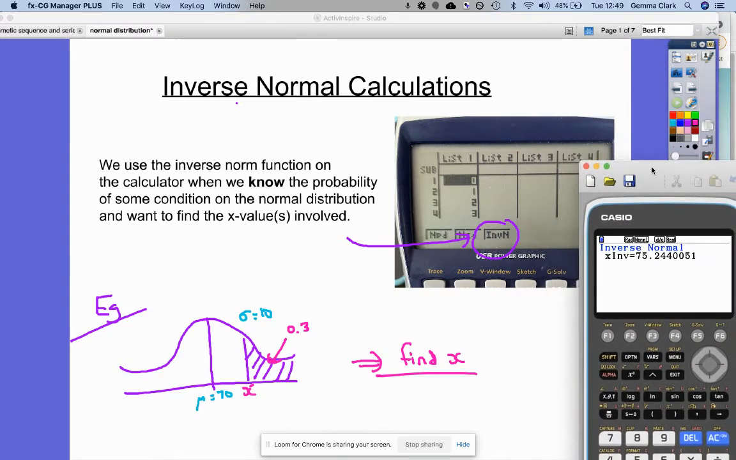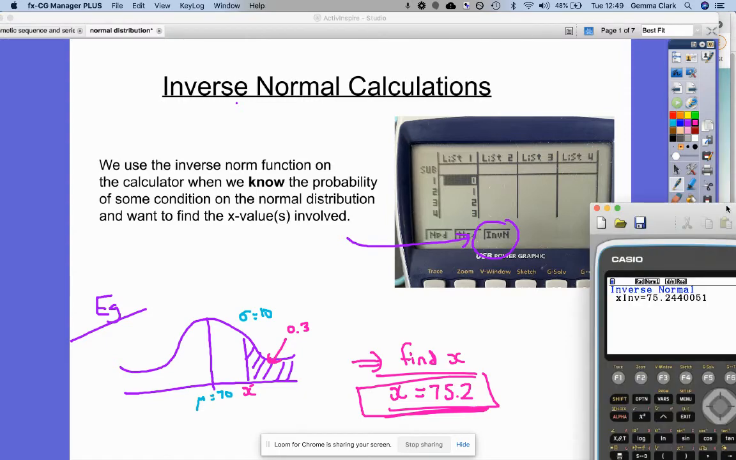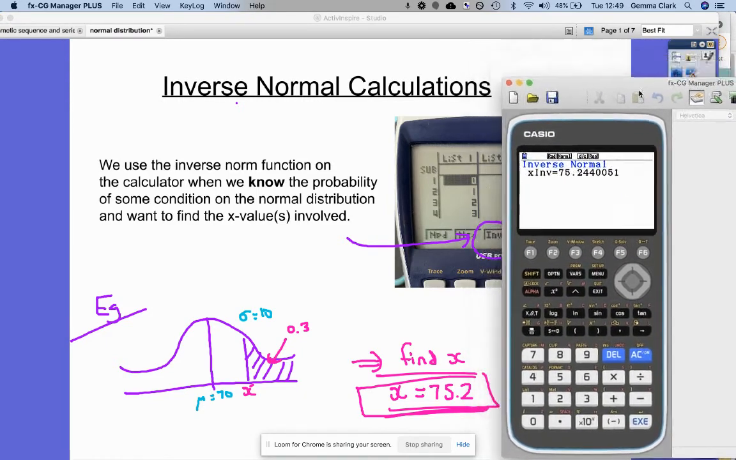So I can just get my pen back. And what did I say? X is 75.2. That's what I said, wasn't it? Okay, and we can look at it and think, is that a sensible looking answer? Well, yes, it's greater than 70. It's on that right hand side of the mean. So yeah, looks good to me.